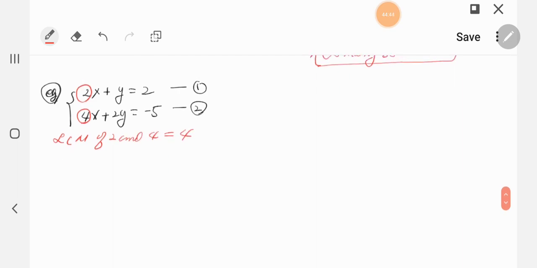We will make the coefficient of x in the first equation negative 4, so that one is positive 4 and the other is negative 4. So we multiply the first equation by negative 2.